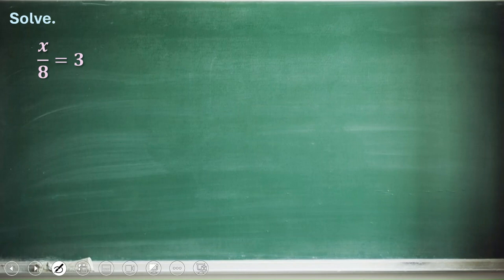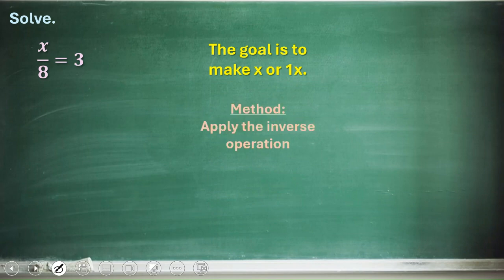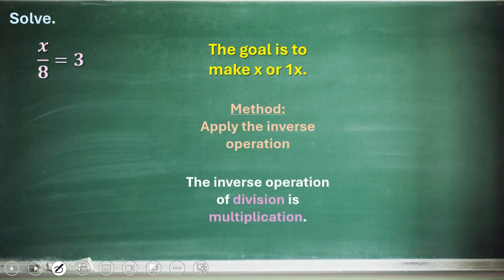We have x divided by 8 equals 3. As a reminder, when we're trying to solve these equations, our goal is to make the left side of the equation x or 1x. And we have a method for doing that, and that method is to apply the inverse operation. In this case, because x is being divided, the inverse operation is multiplication.